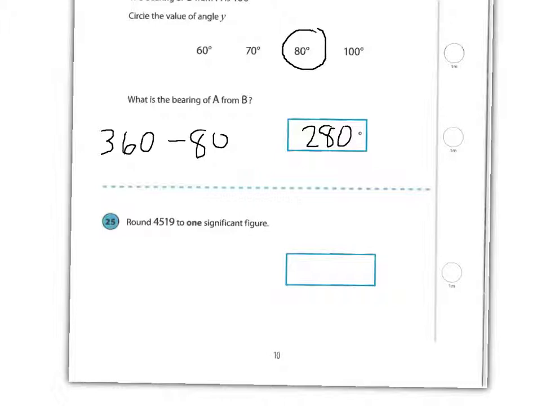Question 25. Round 4,519 to one significant figure. So the first significant figure is the figure at the front of the number here, which is 4,000. So I have to decide if that's going to stay as 4,000 or whether it's going to go up to 5,000. The figure that's going to help me decide this is in fact the second significant figure, which is a 5, and a 5 will always round things up, so the answer will be this is closer to 5,000 than 4,000.